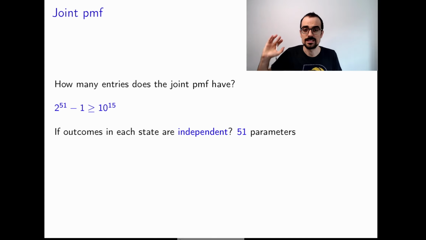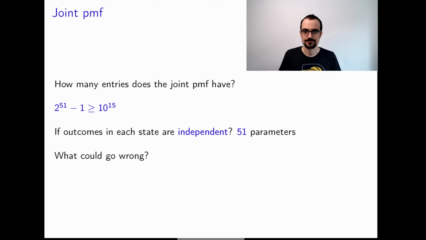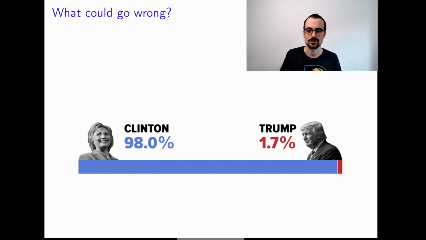Okay, so why don't we just assume independence and call it a day and not make such a big fuss about it? What could go wrong? Well, this is the prediction of the Huffington Post for the 2016 election, and you might remember that this prediction turned out to be not entirely correct. So I'm not trying to make fun of the Huffington Post prediction. Like, everyone was wrong about the 2016 election.